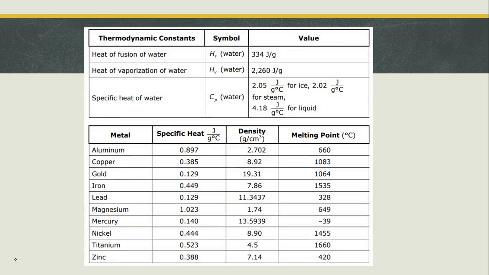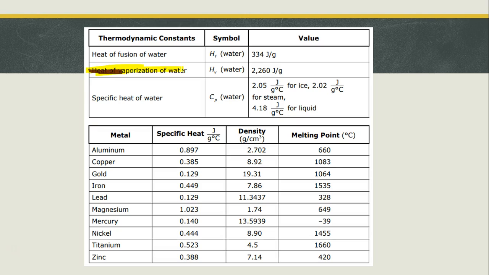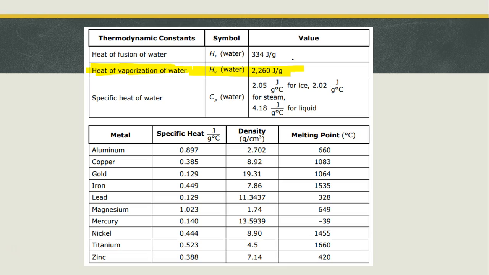So let's look at that and let's see it. So here is the other one. You have the heat of vaporization of water right here. It's a lot greater than the heat of fusion of water. It takes a lot more energy to increase the temperature of water in order to vaporize it than it does to melt it. So that means that the H of condensation is negative 2,260, and that's joules per gram.